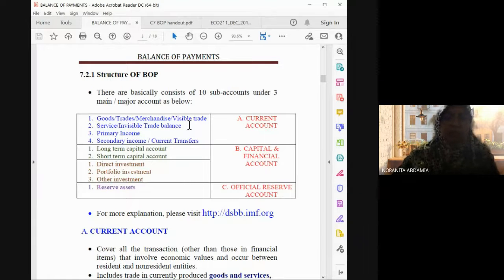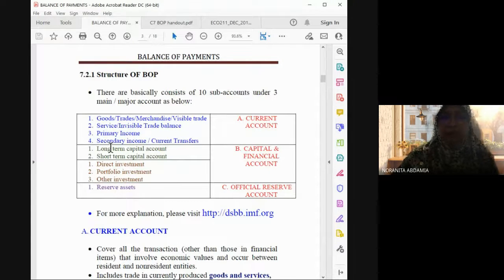These are like nicknames, its pet names more or less. There are many. So please remember, don't be shocked to see them. I already mentioned it to you here. And the second sub-account is services, or sometimes we refer to it as the invisible trade balance. Services or invisible trade balance.